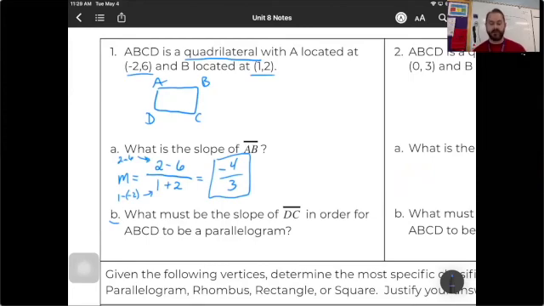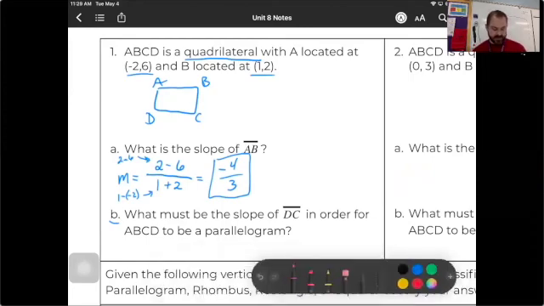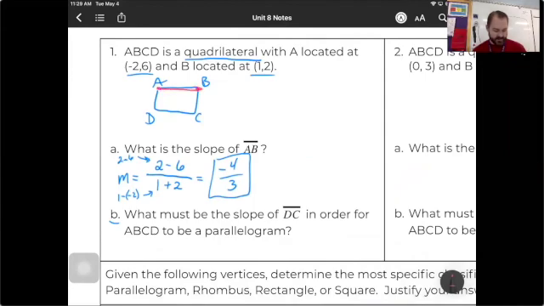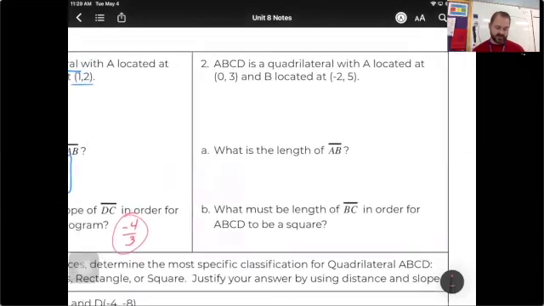The next question, question b, says, what must be the slope of DC in order for ABCD to be a parallelogram? Since ABCD is a parallelogram, opposite sides are congruent and parallel, so the slope of AB is the same as the slope of DC, negative 4/3.